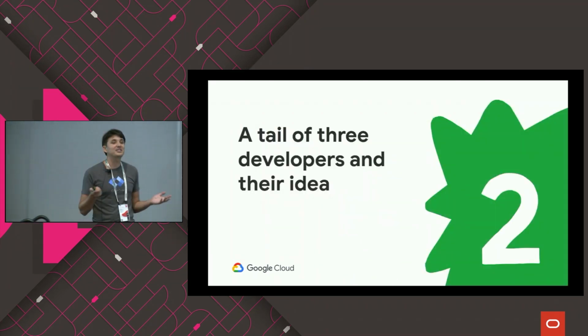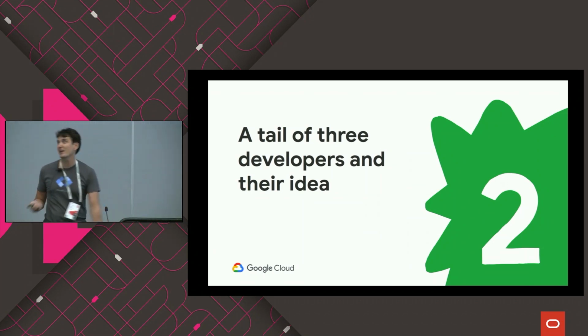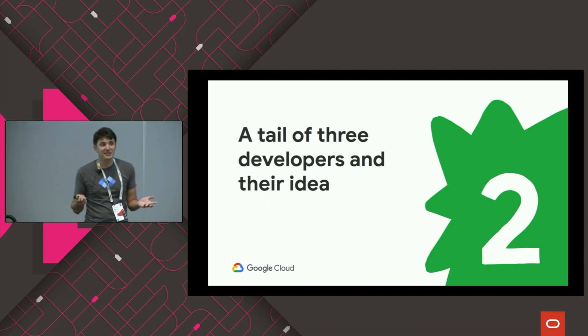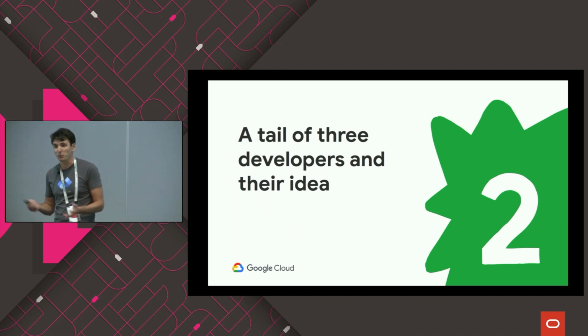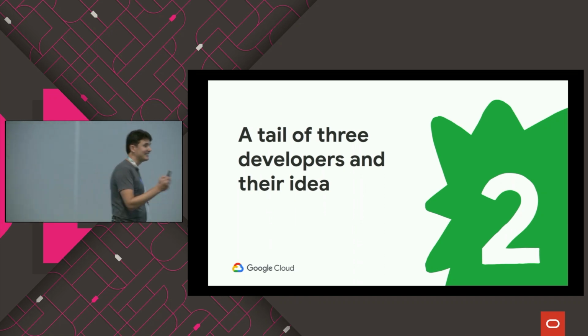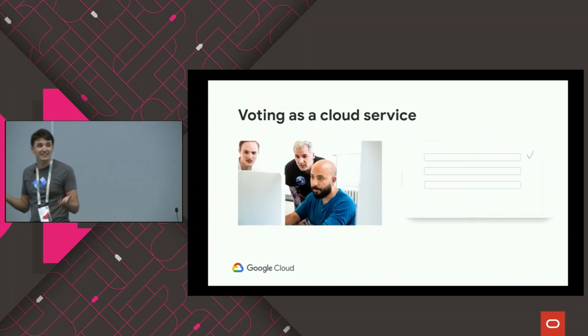It's always good to start with a nice little story, so it will not be boring, and I will not just talk about abstract stuff. So it's a tale of three developers and an idea. We're here in San Francisco, in the Bay Area. Everybody works for a startup, wants to start a startup, maybe thinks about starting a startup. They started a startup. So what is the idea? Brilliant, voting as a cloud service.